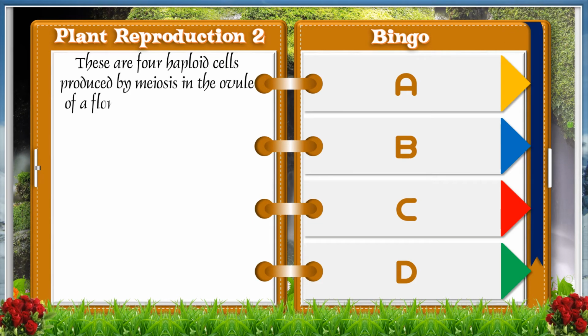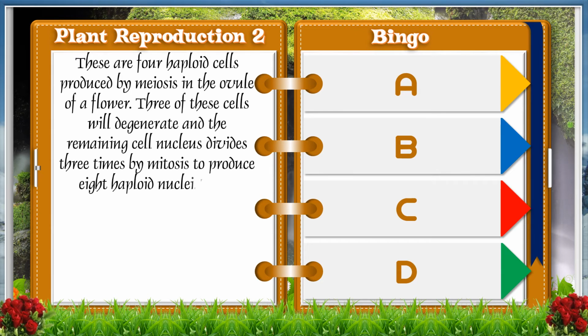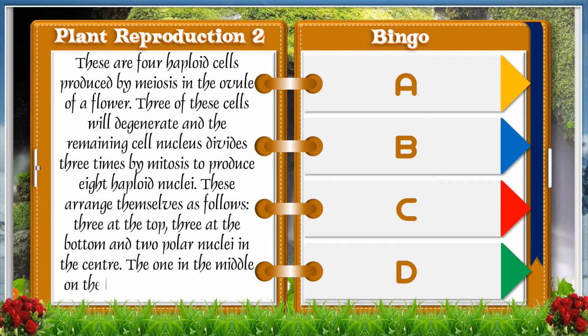These are four haploid cells produced by meiosis in the ovule of a flower. Three of these cells will degenerate, and the remaining cell nucleus divides 3 times by mitosis to produce 8 haploid nuclei. These arrange themselves as follows: 3 at the top, 3 at the bottom, and 2 polar nuclei in the center. The one in the middle at the bottom is the egg cell.